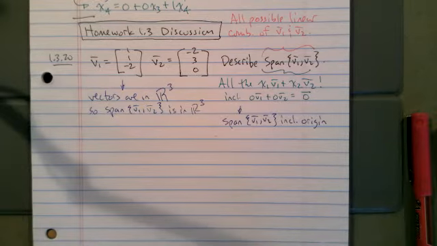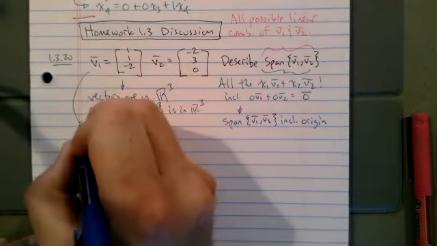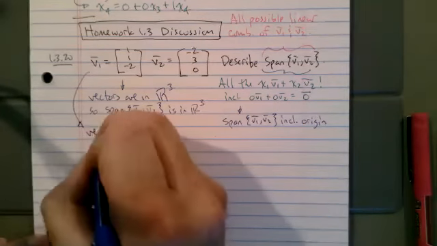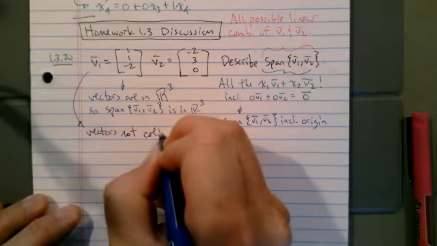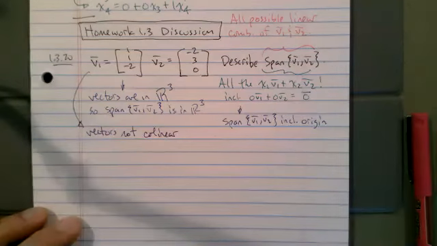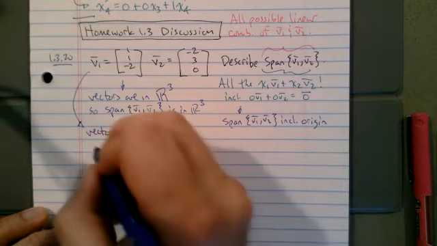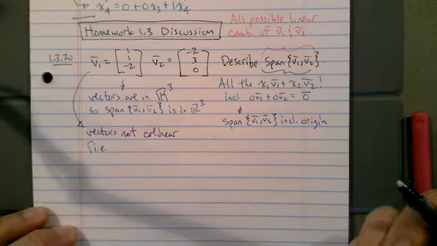And there are 2 vectors that are not collinear. The 2 vectors are not on the same line. The vectors are not collinear, so we have 2 actual distinct vectors. These vectors are linearly independent. That's introducing language from 1.7, future knowledge.